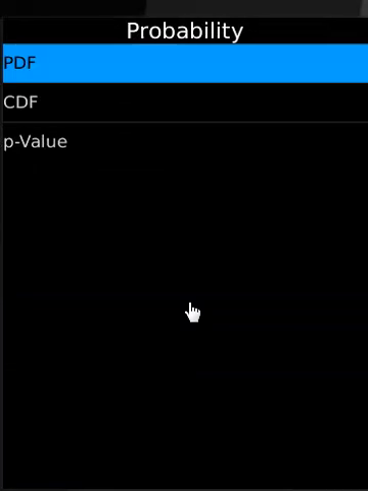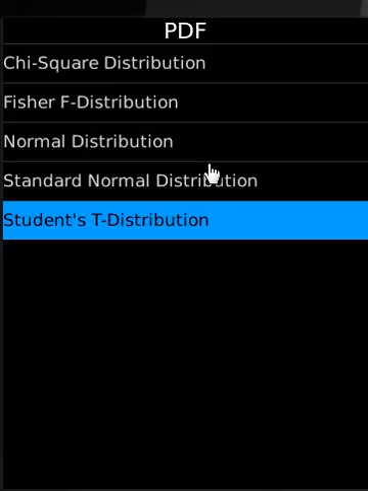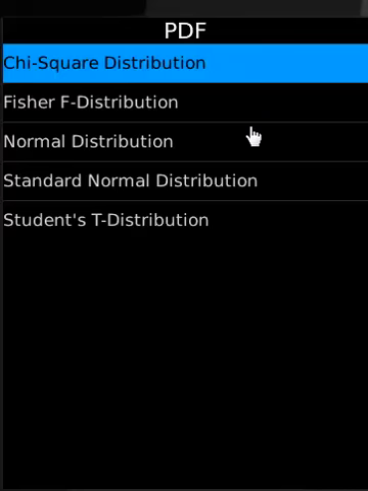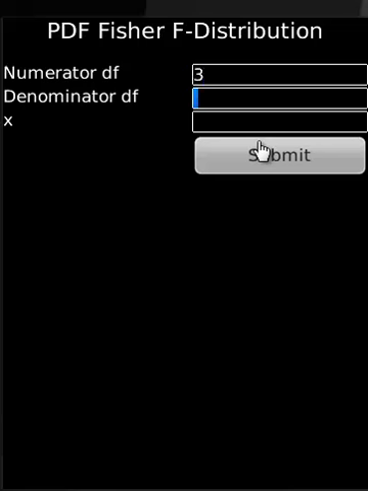Okay, probability. Within this we have PDF, probability density function, cumulative distribution function, CDF, and p-value, as well as inverse p-value. So under PDF we have chi-square distribution, Fisher F distribution, normal distribution, standard normal distribution, and Student's t distribution. So chi-square distribution, so this is the value and this is the degree of freedom, so we get the chi-square distribution PDF. Similarly, this is the numerator, this is the denominator, degree of freedom, and we enter the value of x. So now it gives us the Fisher F distribution PDF.